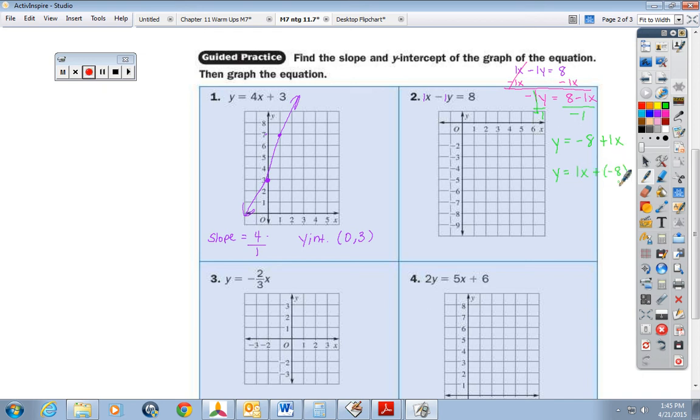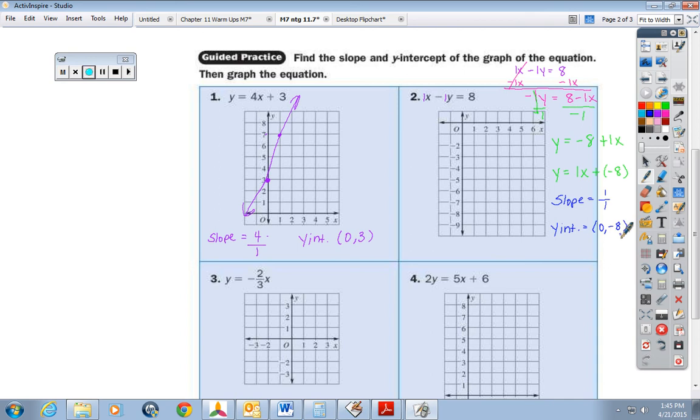Now from here, can I label my slope and my y-intercept? What is the slope? 1. How do we know that that's the slope? Because it's before the x. Can I write 1 as a fraction? 1 over 1. And what is the y-intercept? Negative 8, which represents the point (0, -8). So where would I start? (0, -8), which is right here.